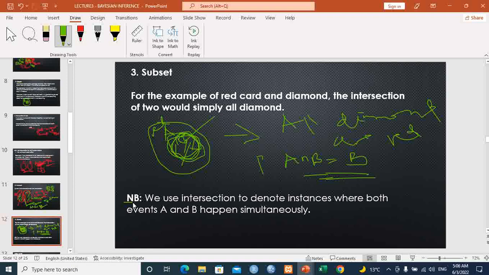Note, we use intersection to denote instances where both events A and B happen simultaneously. In our next class, we are going to look at union of sets. Union of sets is when you have either one event happening, or the other happening.